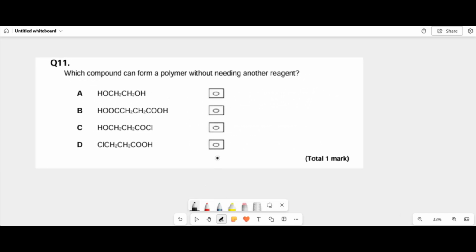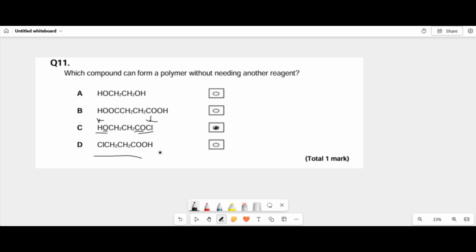Next one, question 11. Which compound can form a polymer without needing another one? That's obviously going to be C. The reason it's C is because I've got an acyl chloride here, which is highly reactive, and so that can self-condense with this hydroxy group there, using nucleophilic substitution to make an ester, COO, and also HCl as a byproduct. So you see that COO link there with that O, that's going to be CO, and then the H and the Cl are going to be HCl leaving off.